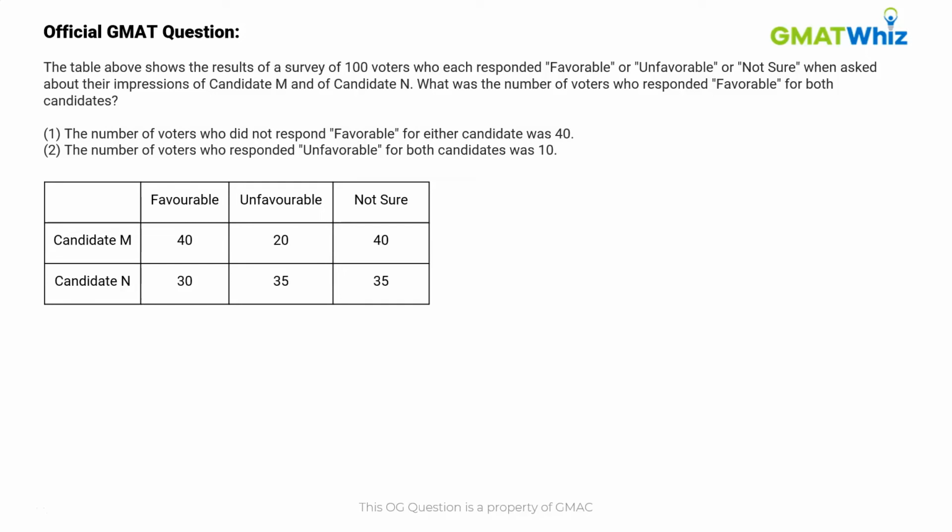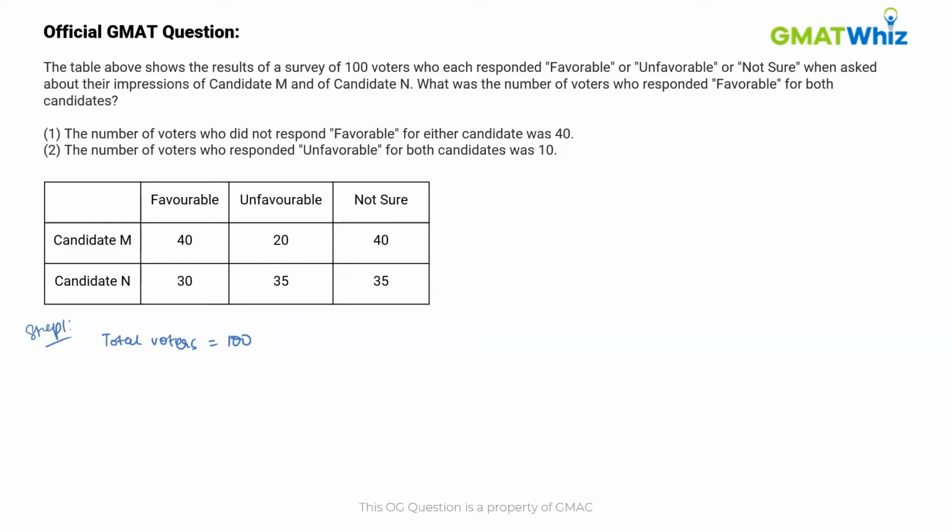In this question, we are given a table which shows the results of 100 voters who responded favorable, unfavorable or not sure when asked about two candidates M and N. We have to find out the number of voters who responded favorable to both of the candidates. Now, we are given that the total number of voters is equal to 100.